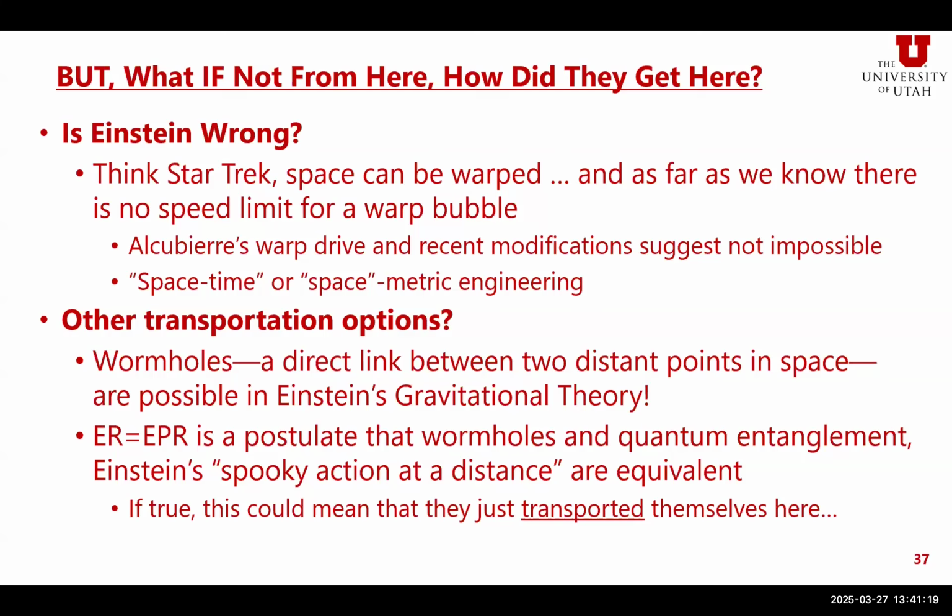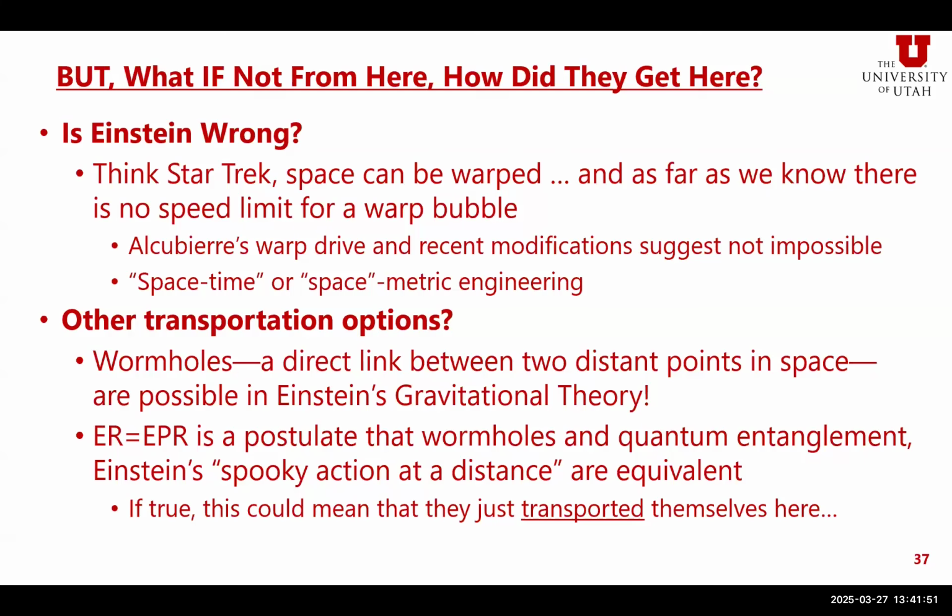Another potential option are wormholes. Inside of Einstein's gravitational theory, there's an ability to potentially connect two very distant pieces of space. The theory there is maybe there's some kind of wormhole-type capability. There's an equation out there which is called ER equals EPR, which fundamentally says that potentially quantum entanglement, which Einstein called spooky action at a distance, may be equivalent to wormholes.